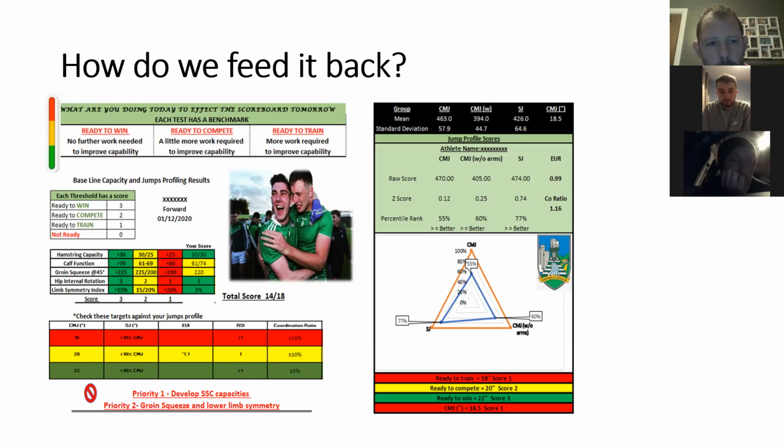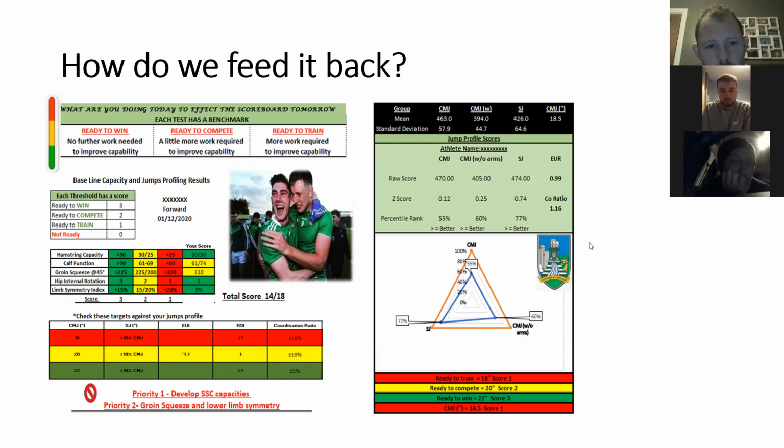Okay. So then you set out your scores based off the research, right? So I have the calf function test, the hamstring capacity test, the groin squeeze, hip internal rotation, limb symmetry index. These are all based off published research. So there's validity to this testing, right? It's not something that I'm pulling from my arse, okay? These are all coming from published peer-reviewed research papers, right?